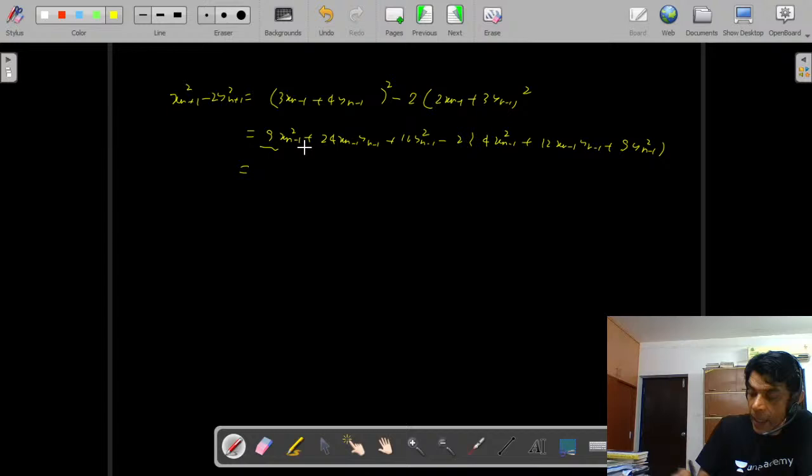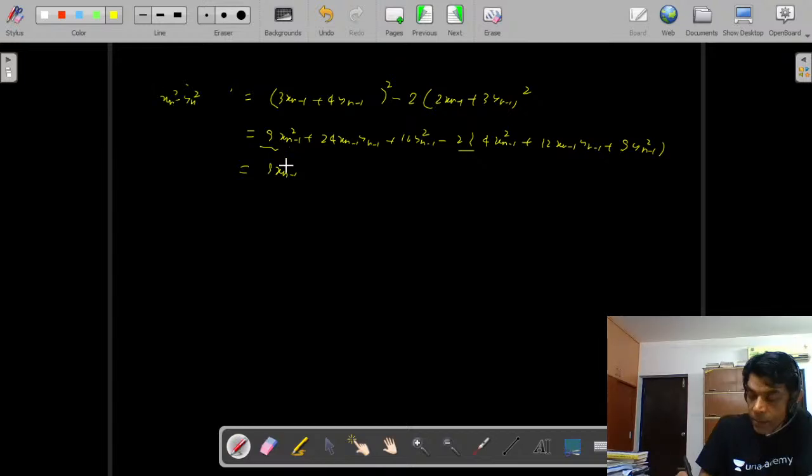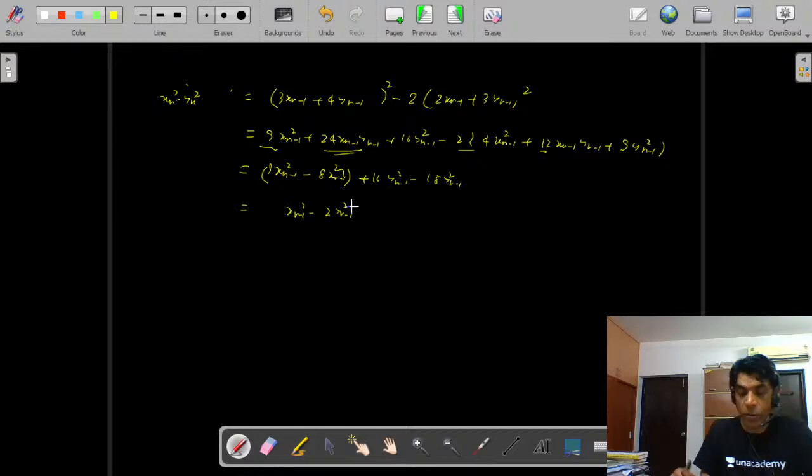I should have written xn here, not all. So we can write xn squared, or you can keep everything the same. Now this is 9 minus 8, so this is 9 xn squared minus 8 xn squared, and this is 16 minus 18 yn squared, right? 24 goes off, 12 times 2. So you are getting xn minus 1 squared minus 2 times yn minus 1 squared. So you have proved that this is indeed true.